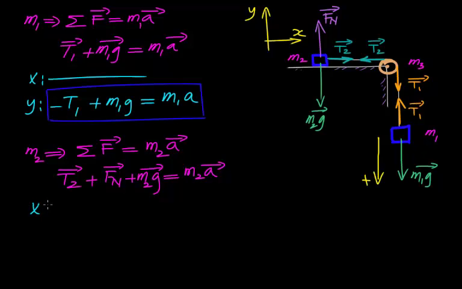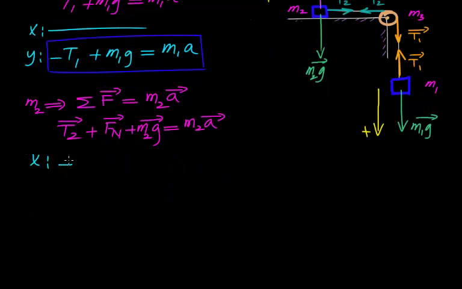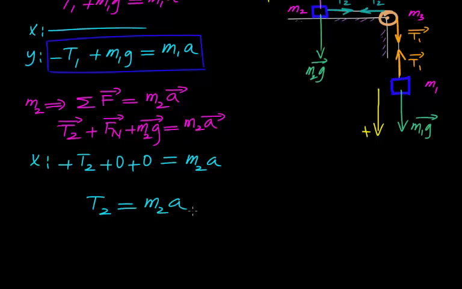Break this equation into components. X component, T2 is pointing positive, Fn is 0 because it's vertical, Mg the same way, equals M2A. Rewrite this equation one more time: T2 equals M2A. This equation cannot help us solve for the A because we don't know what the T2 equals. Notice that the tension T1 and the tension T2 are not equal because the pulley is not massless.